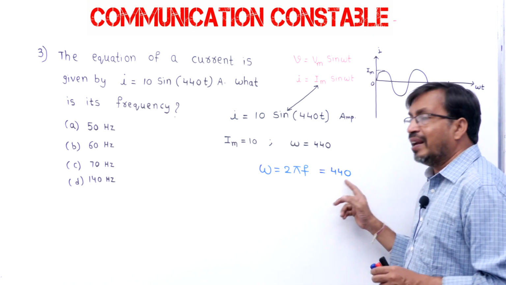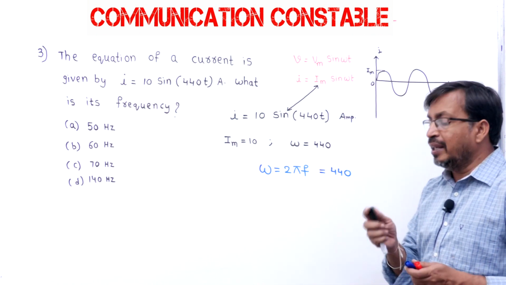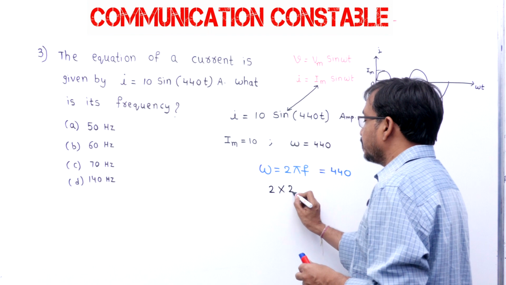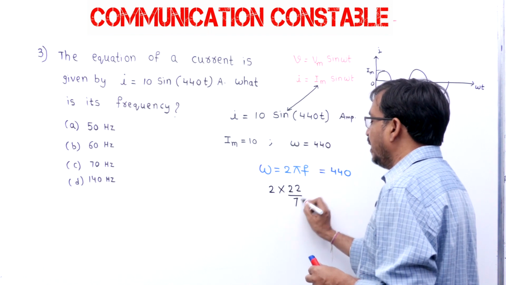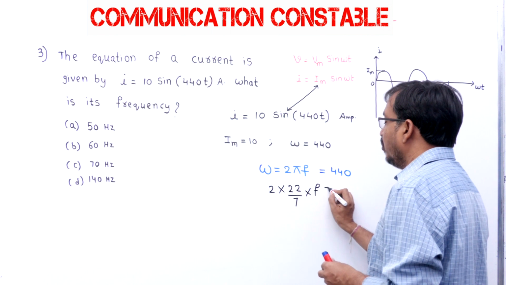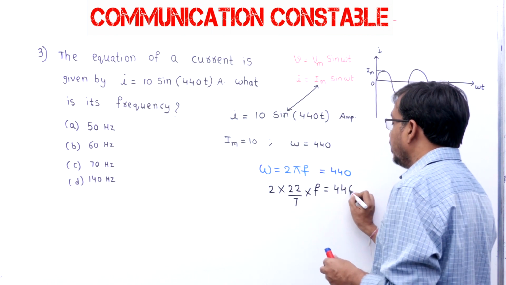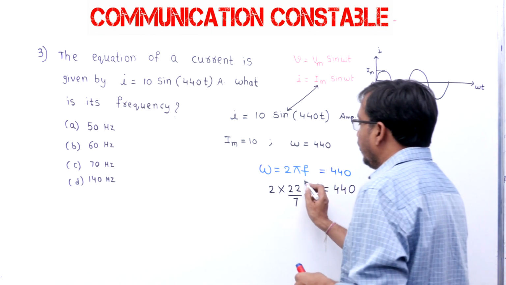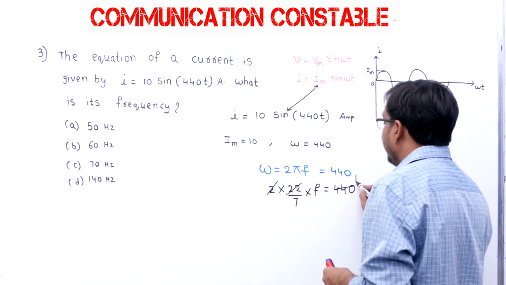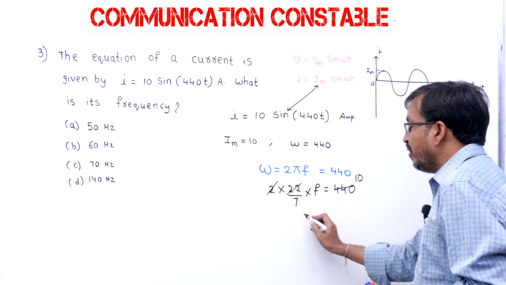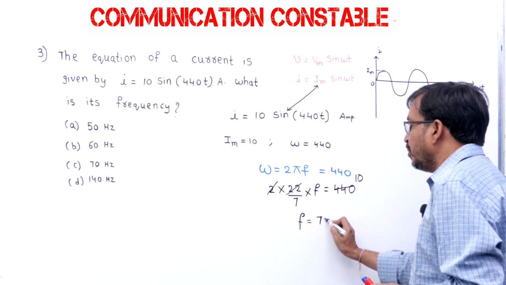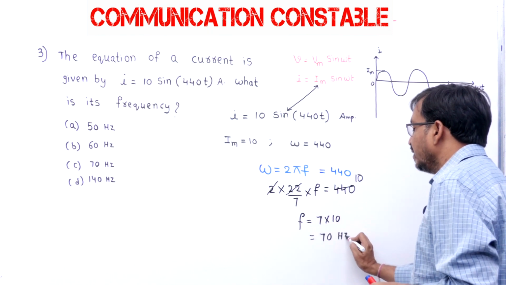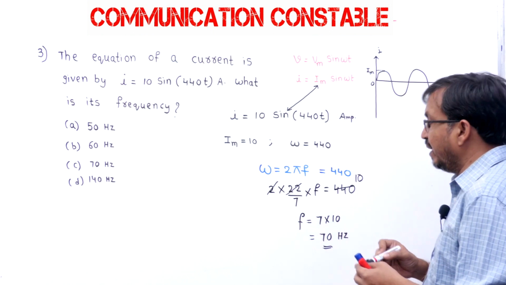Here the omega value is given as 440. That is why I am considering the pi value 22/7. 2 into 22/7, that is the pi value, into f equals 440. 2 into 22/7 into f equals 440. 22 twos are 44, so I am writing 10 here. Then frequency f equals 7 into 10, that equals 70 Hz. What is the answer? The frequency value is 70 Hz.